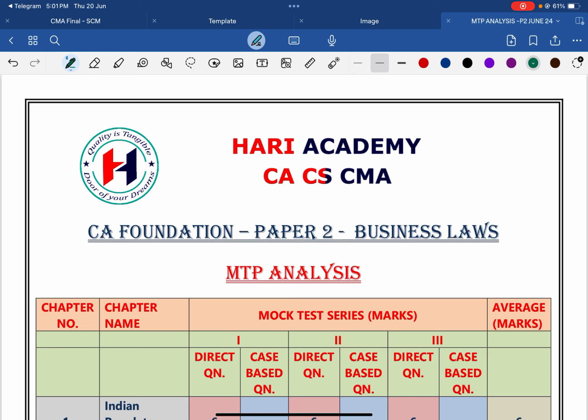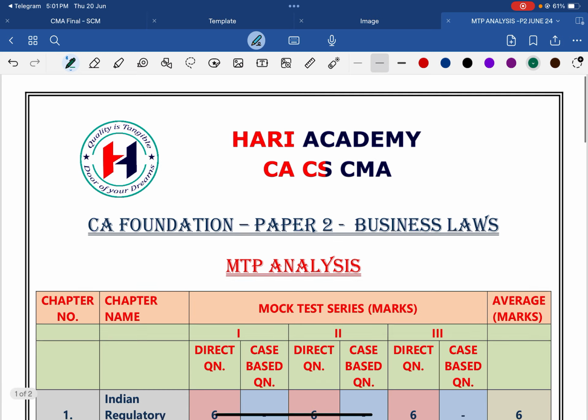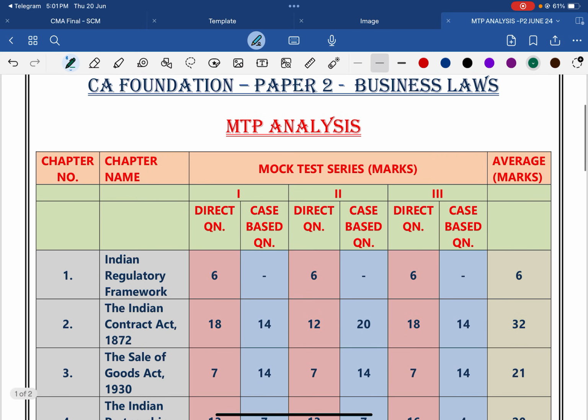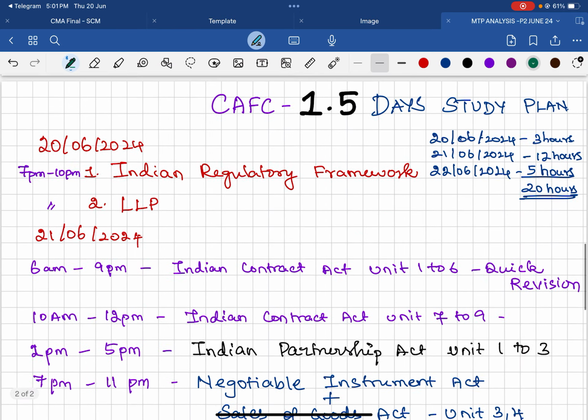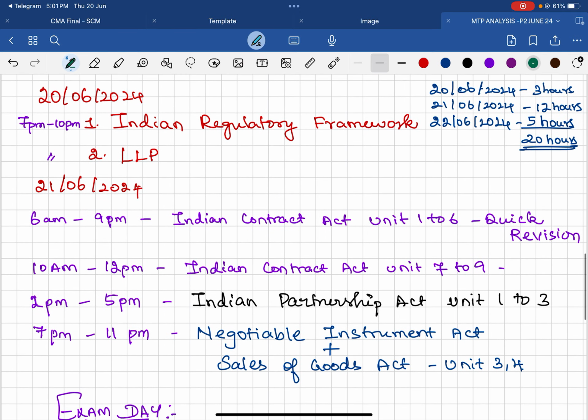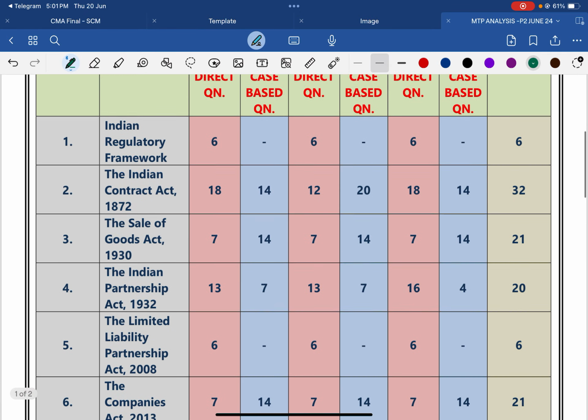Whatever you have written, whatever the paper it may be, you are going to secure at least 50 plus or 60 plus or 70 plus marks. Make sure in paper number 2 you are focusing hereafter. Yes, we will quickly go with an MTP analysis as it is a new syllabus, and then we'll quickly give you the study plan. A 1.5 days study plan we have provided, that we will see.